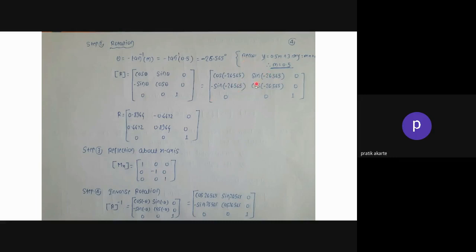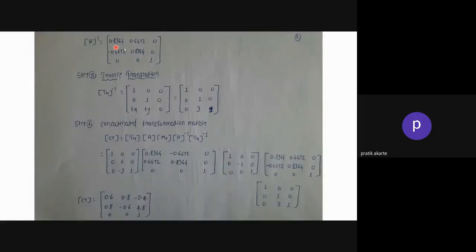Whatever sign is available according to your direction of rotation, you have to consider that sign in step number 2 in simple rotation, and the exact reverse, opposite sign, you have to use in the case of inverse rotation. Fine. So here we are using cos 26.565 and sine theta with positive sign. So this is your inverse rotation, and we'll get this matrix.